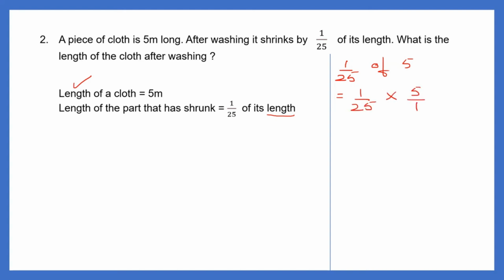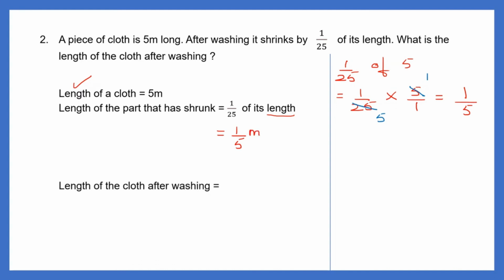Now we have multiplication of fractions. In multiplication, we cancel. 5 ones are 5, 5 fives are 25. Now we multiply the numerators. 1 ones are 1 and 5 ones are 5. So I have got the length of the part that has shrunk. That is 1/5 meters.